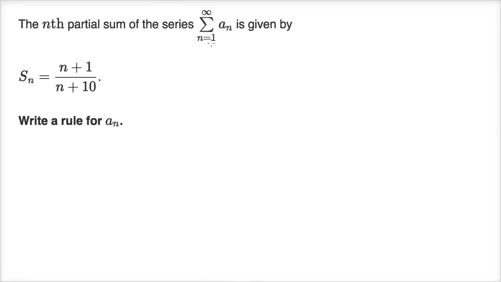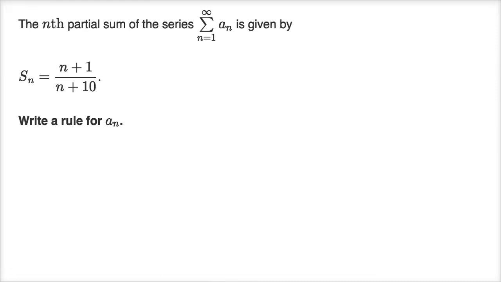Partial sum of the series, we're going from 1 to infinity, summing it up of a sub n is given by, and they tell us the formula for the sum of the first n terms, and they say write a rule for what the actual nth term is going to be.